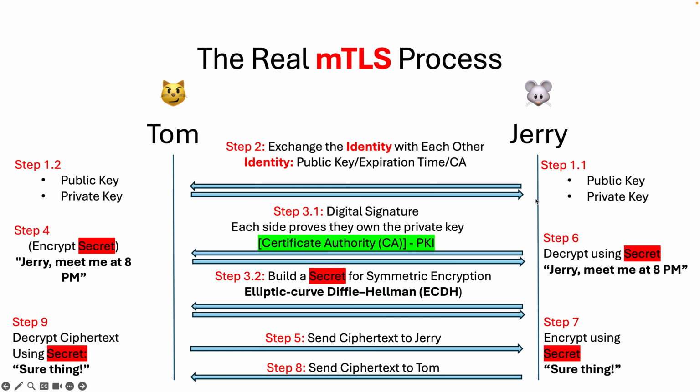Okay, so that's the whole process of mTLS. The key of mTLS is asymmetrical encryption, and the key point of asymmetrical encryption is one-way math function.